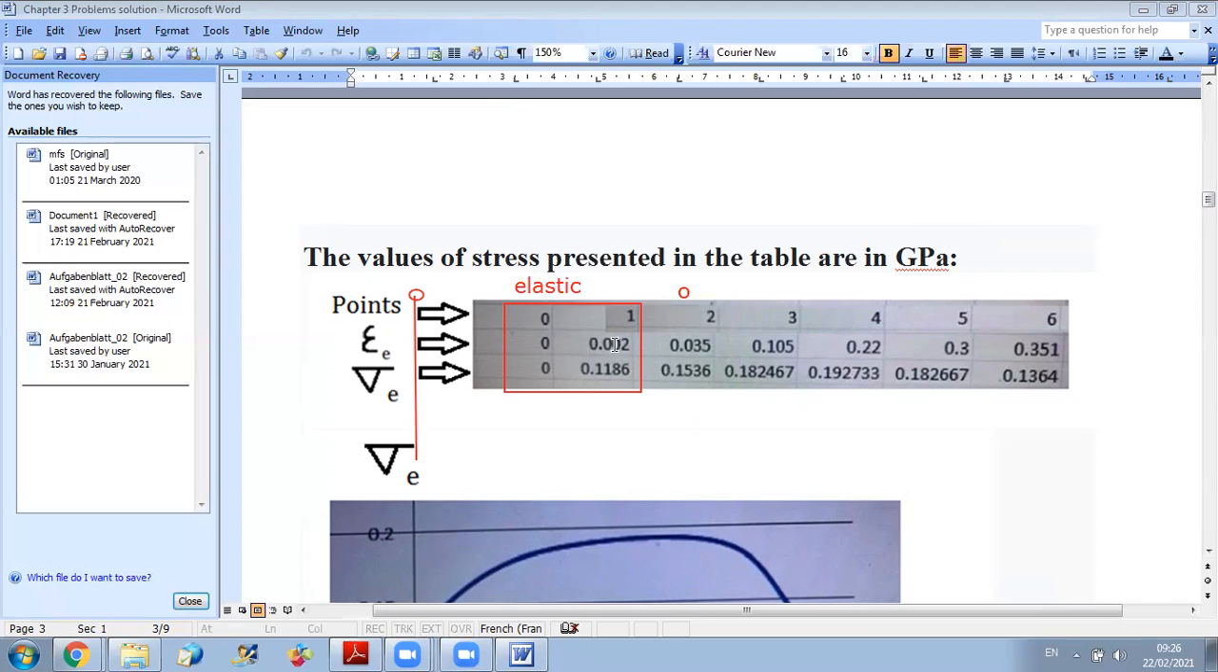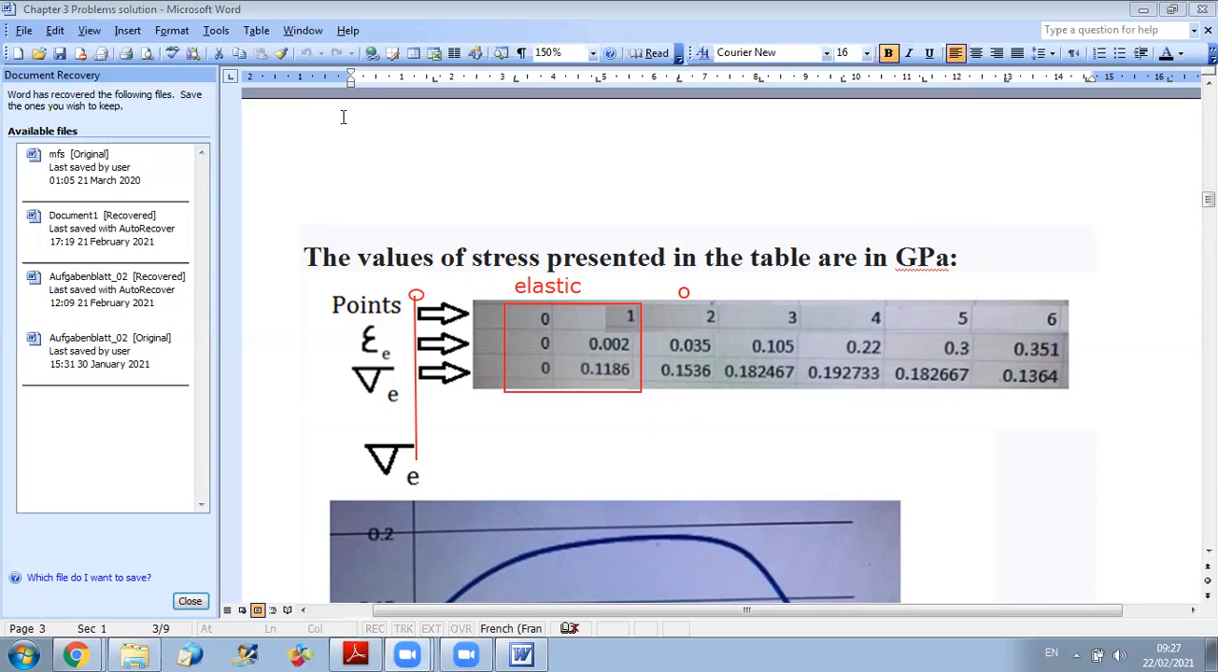So I can calculate based on this, since these 2 points are on the linear part, so I can say that E can be calculated as sigma 1 minus sigma 0 over epsilon 1 minus epsilon 0. So I can say it is equal to 0.1186 over 0.002. And of course, then E will be in gigapascal. If I use sigma in gigapascal, E will be in gigapascal.